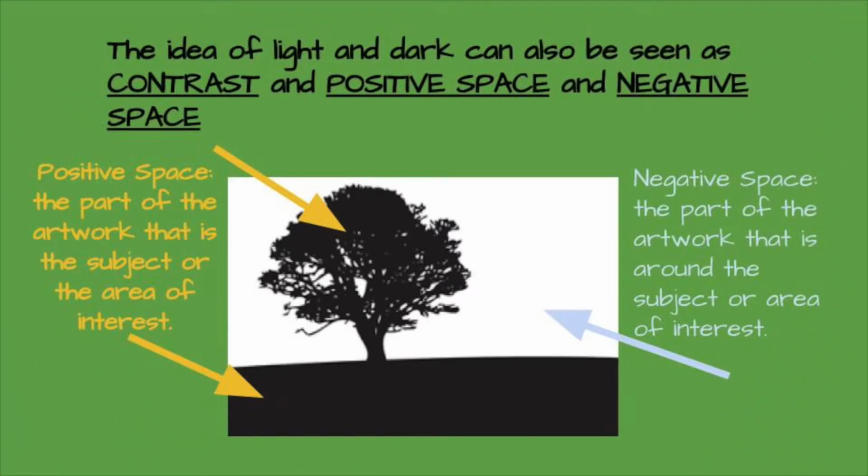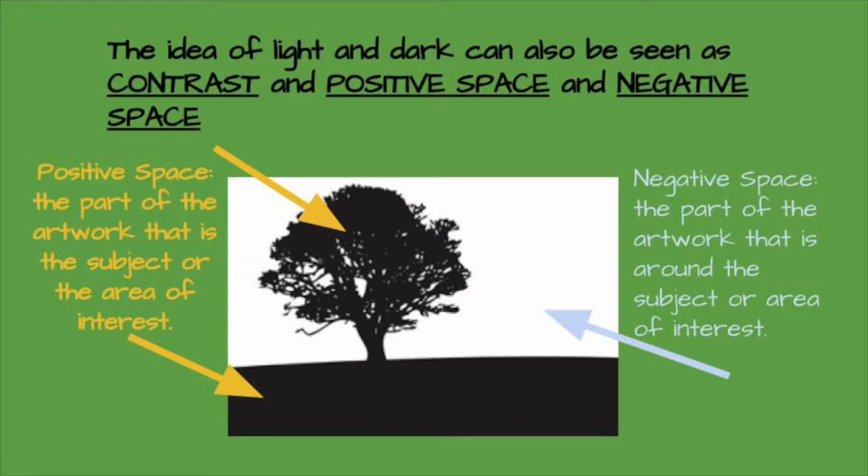Japanese Notan gives the idea of light and dark, which can also be seen as contrast, or also positive space and negative space. In the picture that you see here, you'll notice a tree on a hill, and the positive space in this work of art is the tree and the hill, or the subject of the work of art, or the area of interest. The negative space is the part of the artwork that is around the subject, kind of like the space around whatever it is you've drawn.